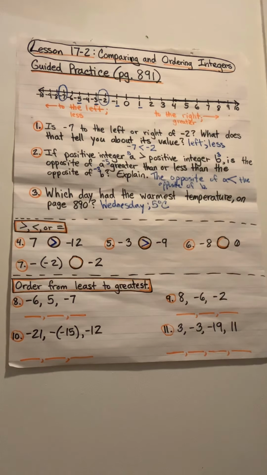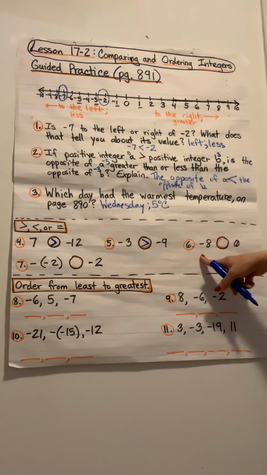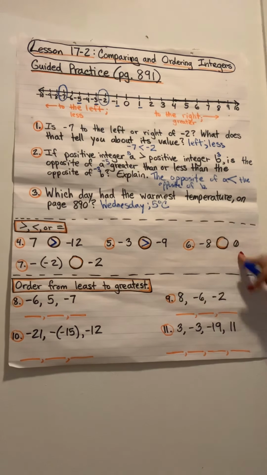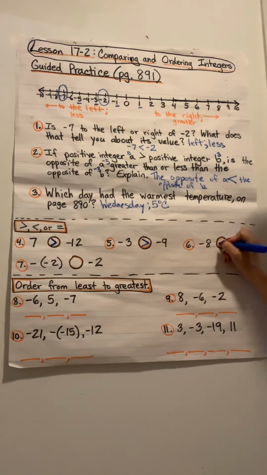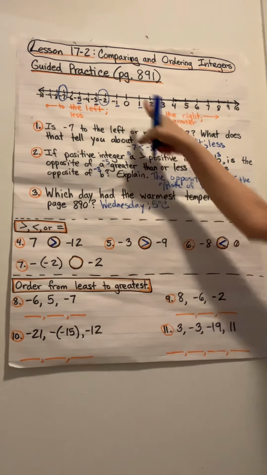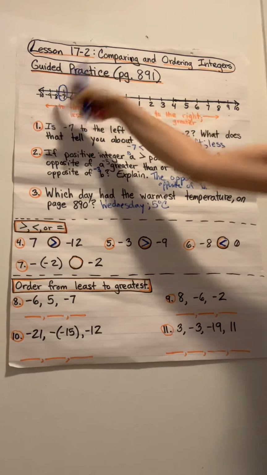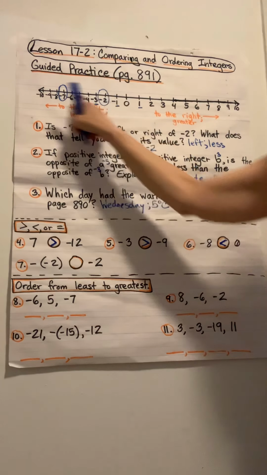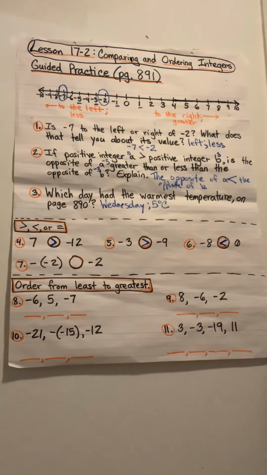It's closer to the 0. Number 6, I have -8 and 0. Oh, well, that's easy. A negative number is always less than 0. That's what makes it negative. That means I've gotten down to nothing, and then I've gone further backwards.